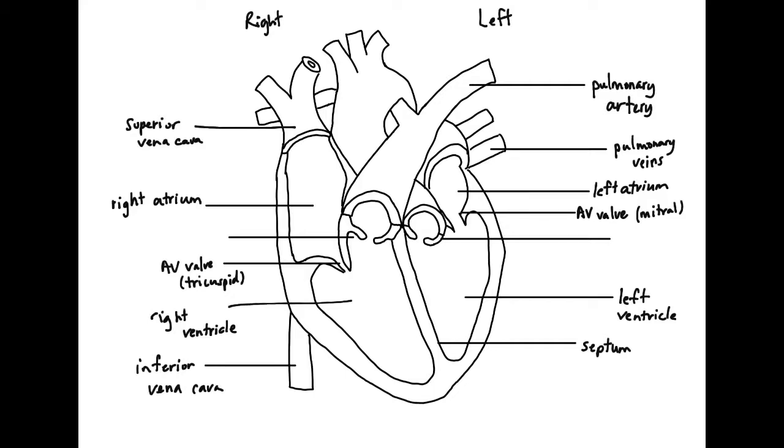Our other types of valves are called semi-lunar. Oh, a little mistake there. I'll just erase that. Semi meaning half and lunar being moon. So again, the shape of them looks like a half moon. And the other one is over here. And again, they have other names, but if you know that they're called semi-lunar valves, that works for me. They are the ones that are actually right before the blood will leave the heart.